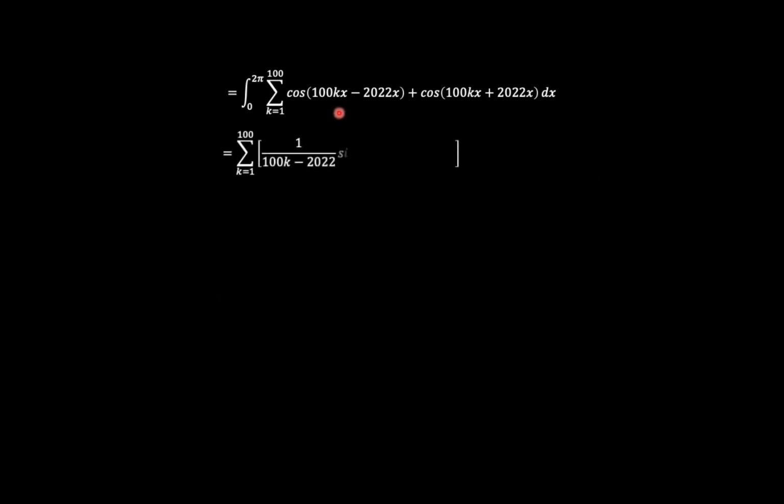So we can just quickly go ahead and do the integration, term-wise integration. So for the cosine 100kx minus 2022x, the same as 1 over 100k minus 2022 sine 100kx minus 2022x from 0 to 2 pi, and the same for the 100kx plus 2022x. We have the same method. Again, as we can see, when we substitute 2 pi here, the sine of any integer multiple of pi is 0. And when we also subtract, sine of 0 is 0. So all these expressions amount to 0.